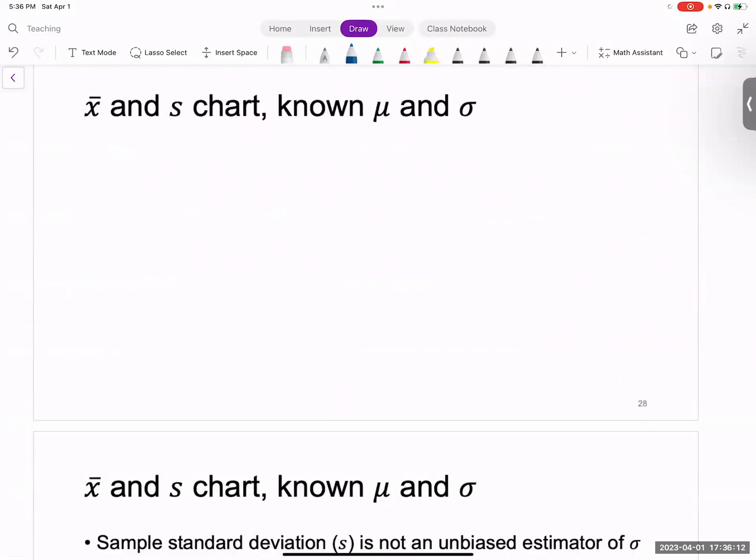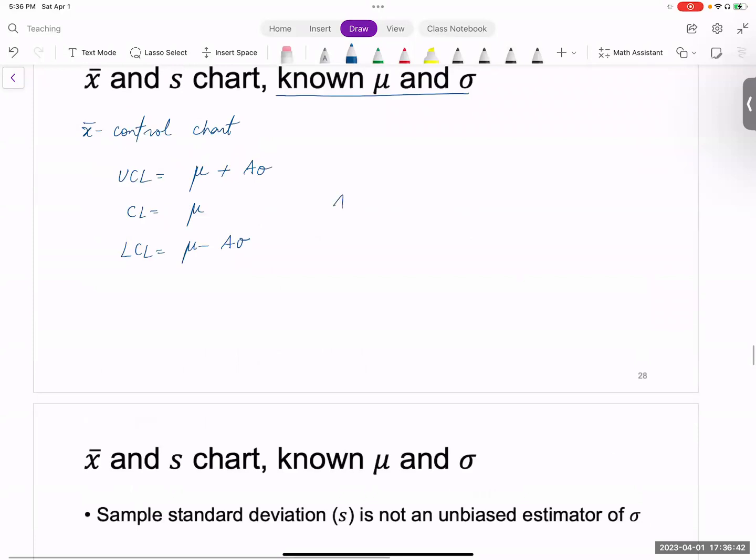All right, so now we'll turn to the X bar and S control chart. Again, we start with known mu and known sigma. So when we talk about the X bar control chart, it mostly remains the same as what we have talked about. UCL is mu plus A sigma, CL is mu, and LCL is mu minus A sigma. Let's look at what A is. Let me write this down. A is 3 divided by square root of n.